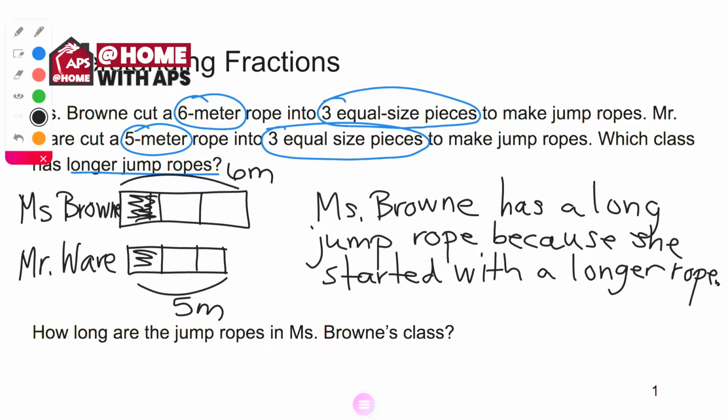Now you notice there is another question there for us. How long are the jump ropes in Miss Brown's class? Do you think we could solve that?